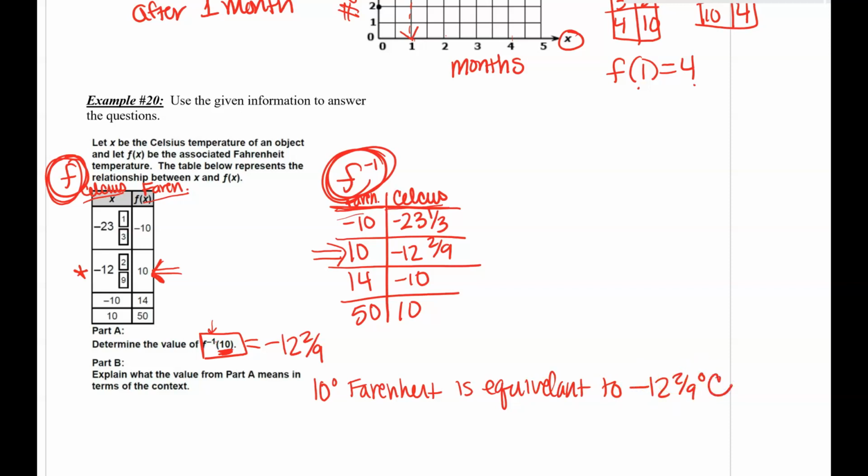Okay. And so that's it for inverses. We'll have some homework on this and we'll do a little quizzes for practice in class.